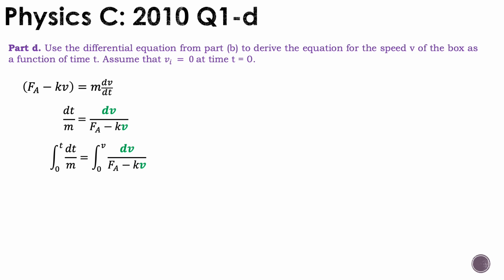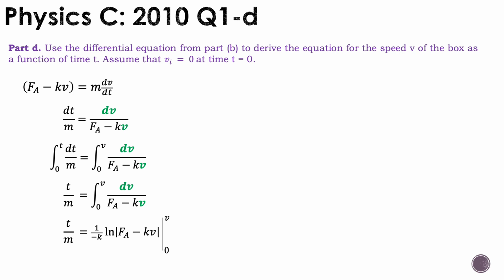Most of y'all know that the integral of 1 over x dx is basically the ln function. Well, I call it the ln function, but natural logarithm. Okay. Now the left integral is easier than the right integral. That's just going to be time over mass. And now let's do the right side of the integral. It's going to be the ln function.